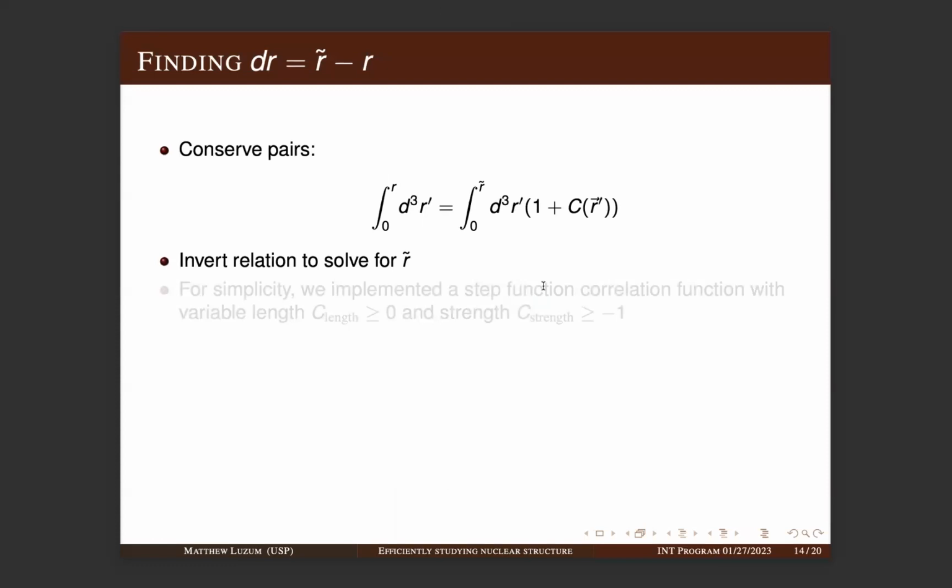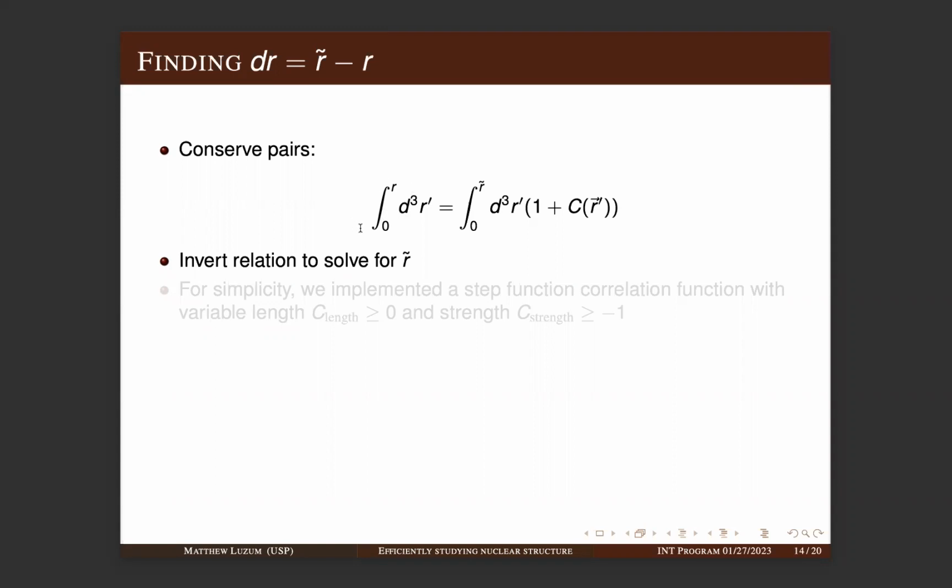So here's how we figure out how much we should change the distance between the particles. We start out with a pair of particles that have some distance r, and then r tilde is the new distance that we want them to be. Again, we're transporting particles, so the number of pairs should be conserved. So what we want to do is build up a continuous function, r tilde as a function of r, starting from 0 out, so we get a monotonic function.